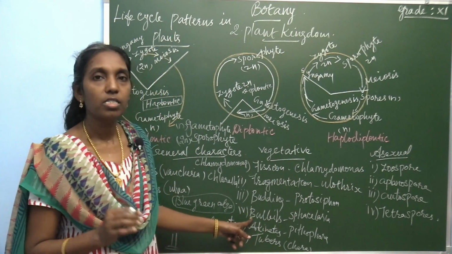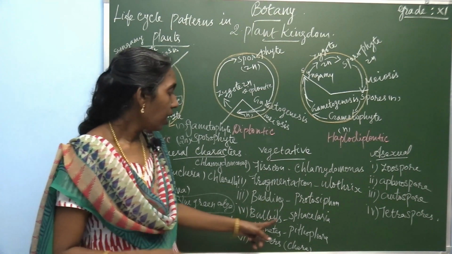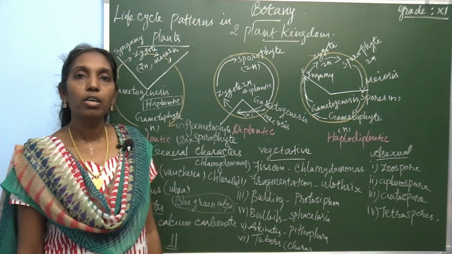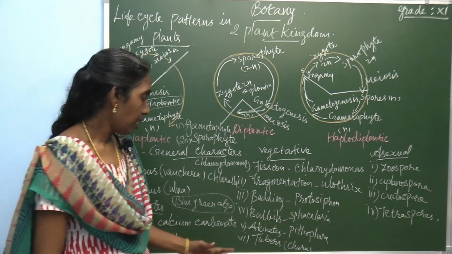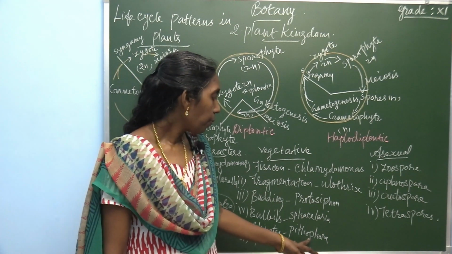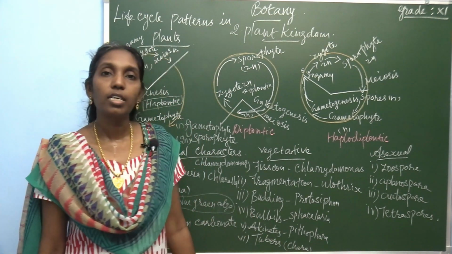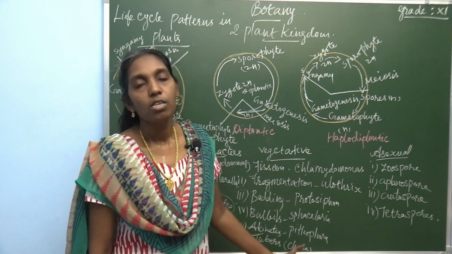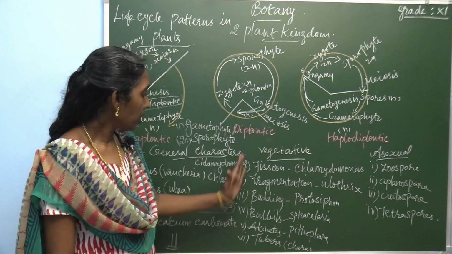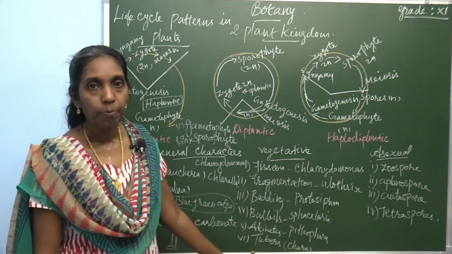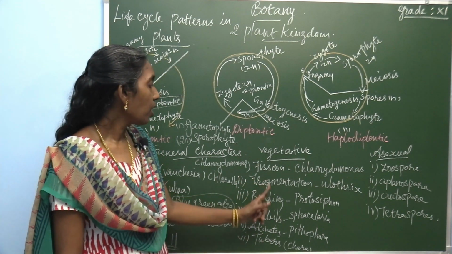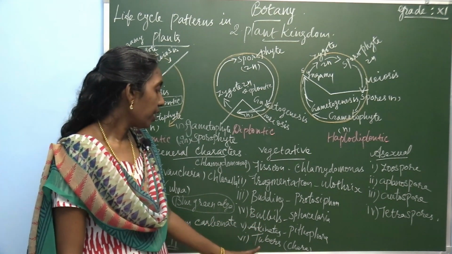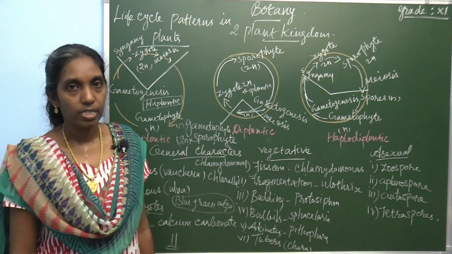And bulbils, certain alga which produce bulbils, example Sphacelaria. Then certain alga which produce akinetes, example Pithophora. Then certain alga which produce tubers, example Chara. So in the vegetative method of reproduction, there are 6 different types. How? Fission, fragmentation, budding, bulbils, akinetes and tubers.